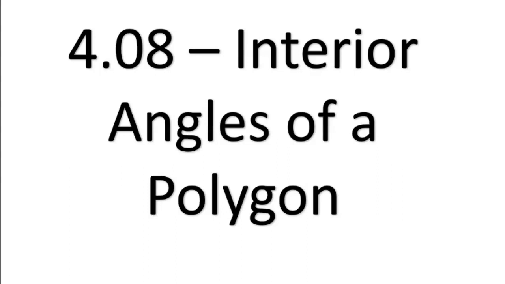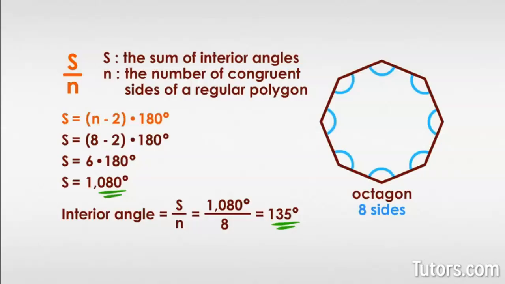Hello. Okay, so this video is meant to help you with your 4.08 interior angles of a polygon quiz in the OLS. So let's first talk about the formulas for interior angles. When we are trying to find interior angles, S is the number of interior angles, and N is the number of congruent sides. So an octagon would have 8 sides, so that is where we're going to plug that number in here. Okay, so we have interior angles.